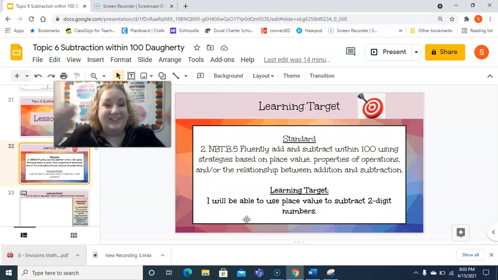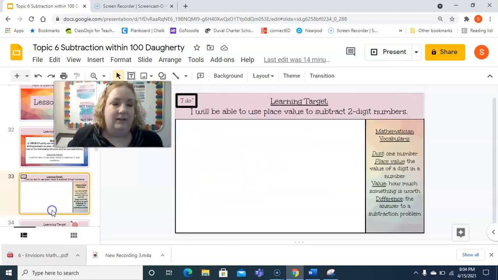Now you're going to do it with me. We'll do it slowly the first time, a little faster the next. I will be able to use place value to subtract two-digit numbers. Let's do it a little faster. I will be able to use place value to subtract two-digit numbers. All right, let's get into our lesson.